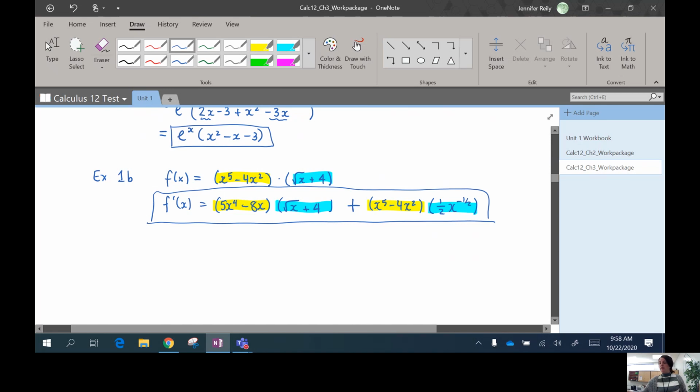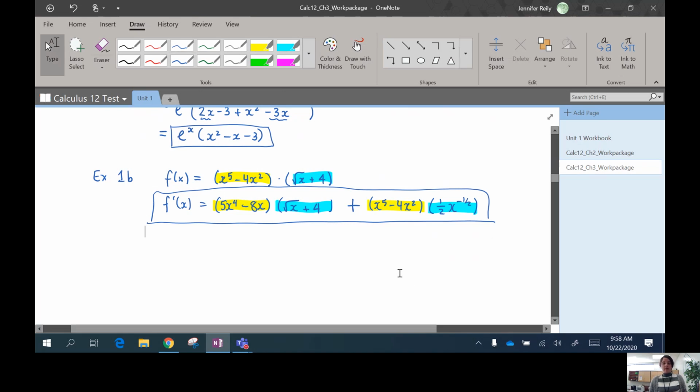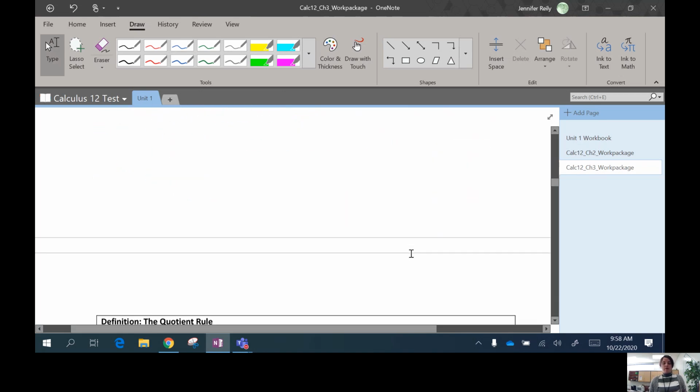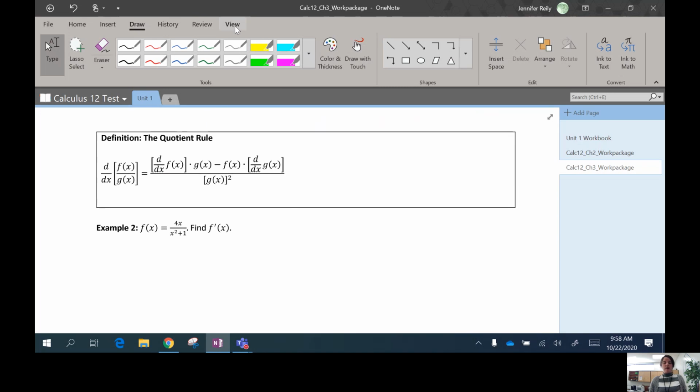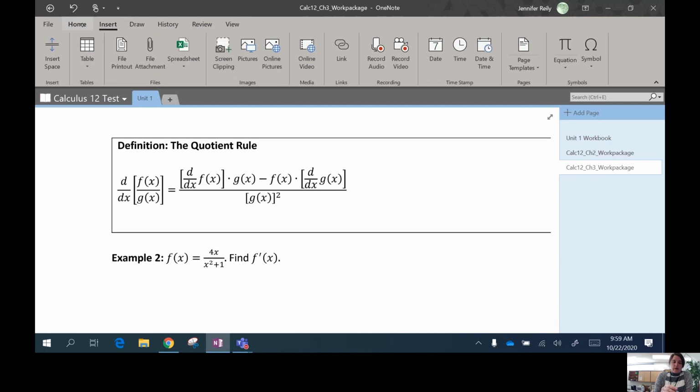Okay, so that's the product rule. You use that whenever you have a product of two terms in your function and you want to take the derivative. Next, we're going to use the quotient rule. This rule you would want to use if you have two terms that are being divided by each other. So if you have a rational function and you want to take the derivative.